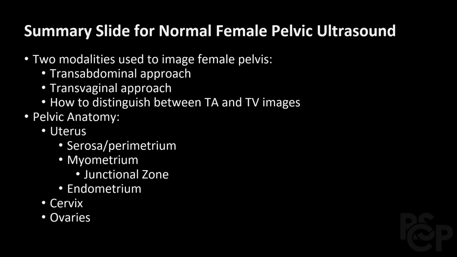In summation, we discussed the two modalities used to image the female pelvis. We talked about the transabdominal approach as well as the transvaginal approach. Additionally, we discussed how to distinguish between transabdominal and transvaginal images. We discussed pelvic anatomy and how they appear on ultrasound imaging. We talked about the uterus and the 3 layers of the uterus, the serosa, the myometrium, including the junctional zone, and the endometrium. We also discussed how to locate the cervix and what a normal ovary during follicular development looks like. Thank you very much for your attention.